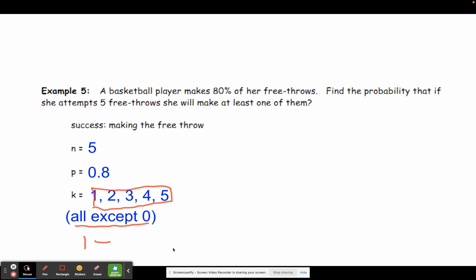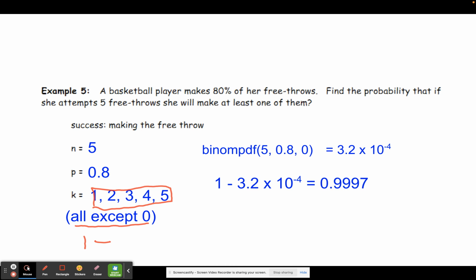So the probability that she makes 0 free throws, we would do binomial PDF 5, comma, 0.8, comma, 0. And that gives us a probability of 3.2 times 10 to the negative fourth. That probability is so small that your calculator will give it to you in scientific notation. Now, if you just do 1 minus that answer, then the calculator will give you the probability of all those other ones added together, which would be 0.9997 if you round that off to 4 places. You should get the same answer, plus or minus rounding, if you do the 5 separate probabilities and add them together. All right, we're going to stop there for this lesson.